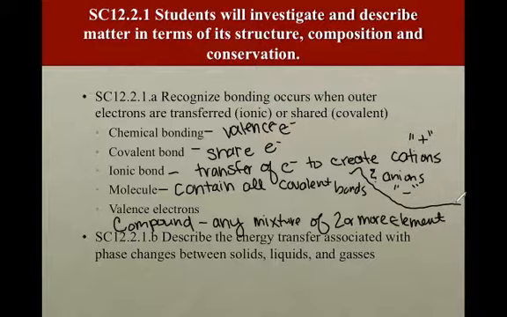All squares are rectangles. The rectangle has four sides. The square, each side equals each other, so not all rectangles are squares. What are valence electrons? Outer shell electrons. Yep.